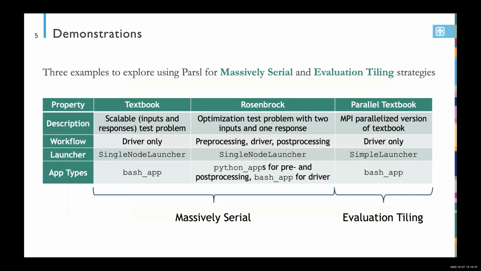I won't go into all the details of the examples because I don't have time. Mostly focused on the massively serial case and the evaluation tiling case. We didn't develop an example for the last one, evaluation submission, but I'll mention a little bit about it. Nevertheless, these are the characteristics of those 3 problems. We created a very simple, driver-only demo, one that involved some data dependencies, and then finally one where the individual evaluations were MPI parallelized.